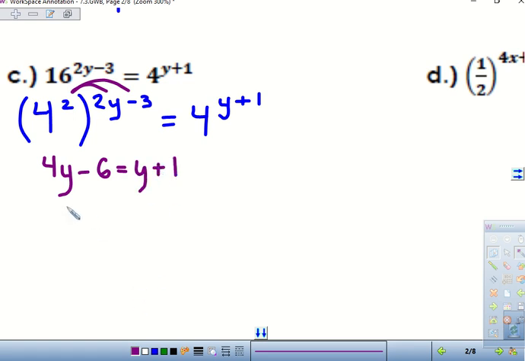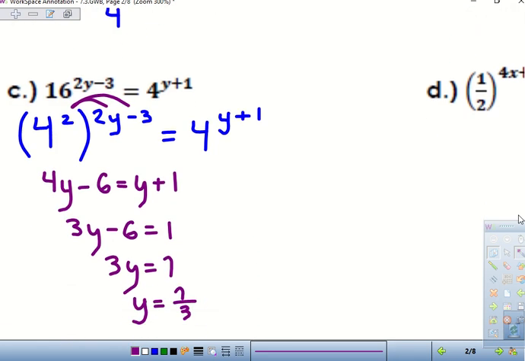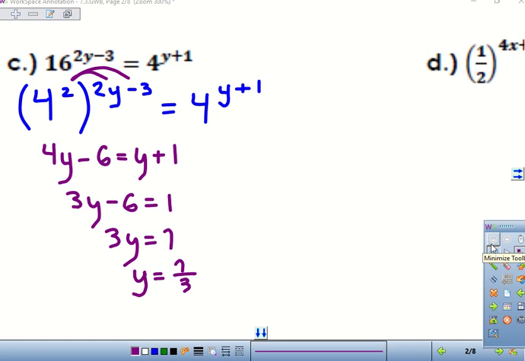I'm going to subtract y on both sides. And then I'm going to add over the 6. And then I'm going to divide both sides by 3, which leaves me with y equals 7/3. Sorry. So any questions about that procedure?